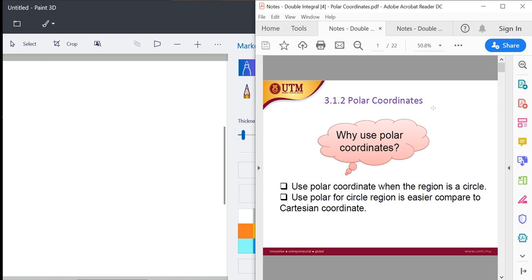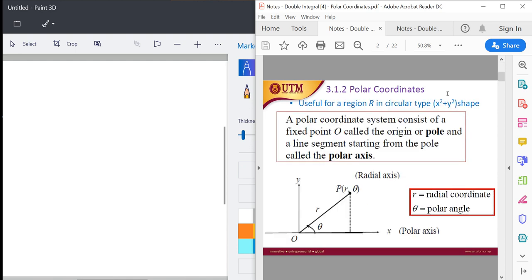So why are we going to use polar coordinates in double integrals? We use polar coordinates when the region is a circle. Using polar for a circular region is much easier compared to Cartesian coordinates. So let's take a look at the definition of the polar coordinate system. This is a revision of what you learned in the previous subject. Polar coordinates are useful for a region R of circular type.